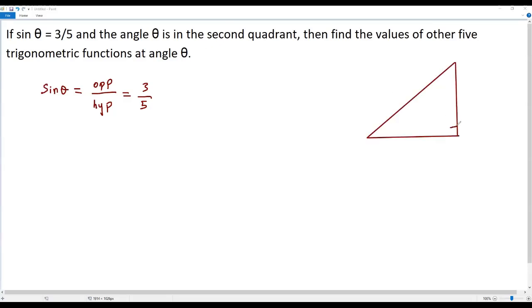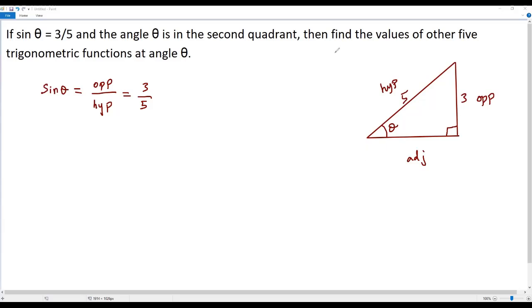Here I have drawn a right triangle, with the right angle over here, and I consider the angle measure theta over here. The side opposite to the angle theta is the opposite side, and the side opposite to the right angle is the hypotenuse. The third side is called the adjacent. From the given information, the opposite side is 3, so this side is 3, and the hypotenuse is 5, and the adjacent side we do not know. To get the values of the other 5 trigonometric functions, we must know the length of the adjacent side.